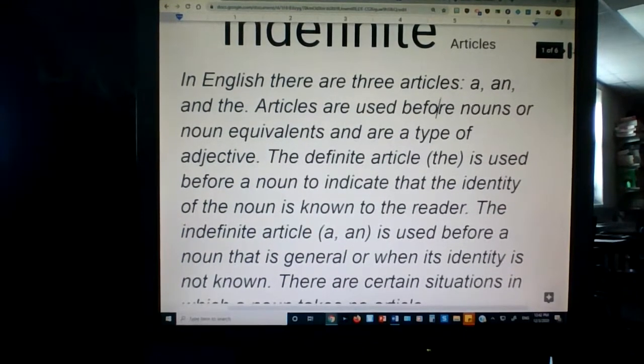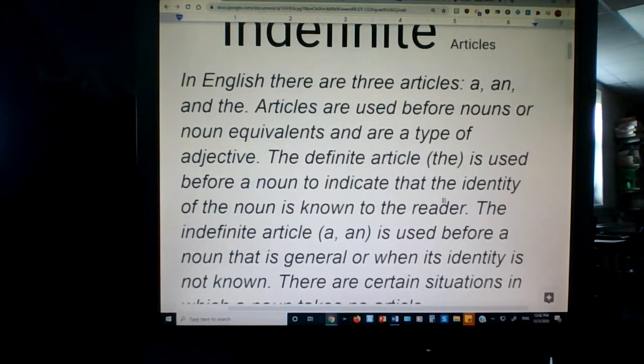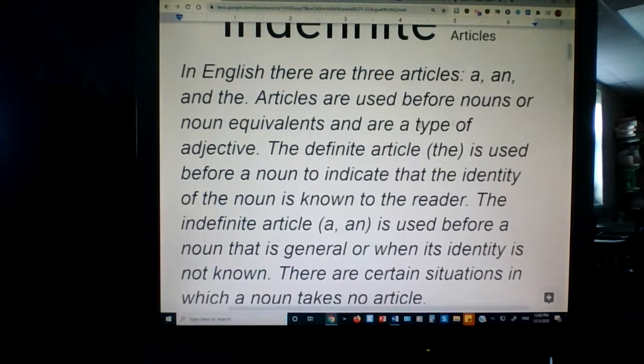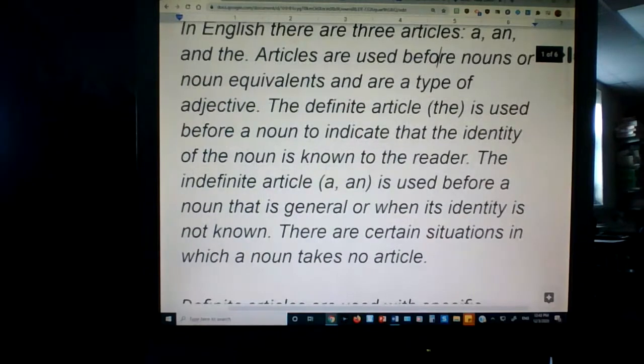All right, definite article. The definite article, the, is used before a noun to indicate that the identity of the noun is known to the reader. That is a smart way to say something. I'll explain a little bit later. It just sounds kind of smart to say that. All right, the indefinite article, a and an, is used before a noun that is general, or when its identity is unknown. Okay, there are certain situations in which a noun takes no article.